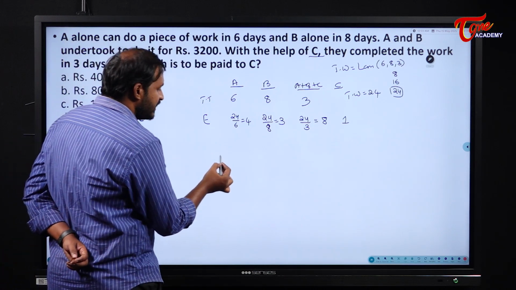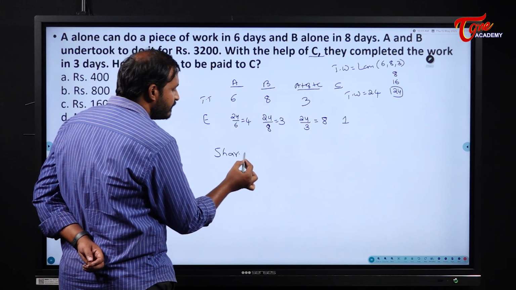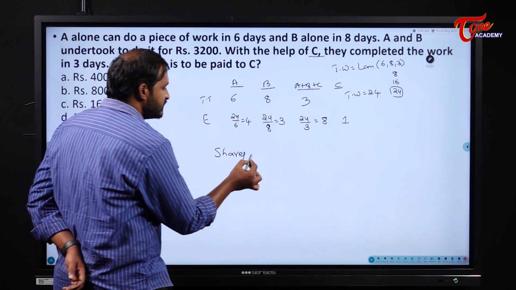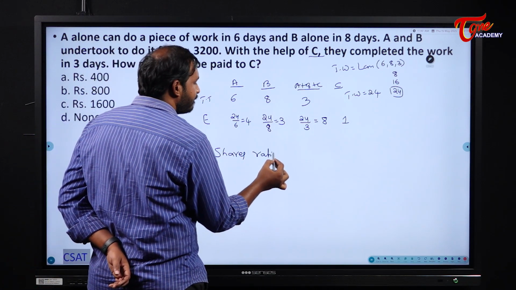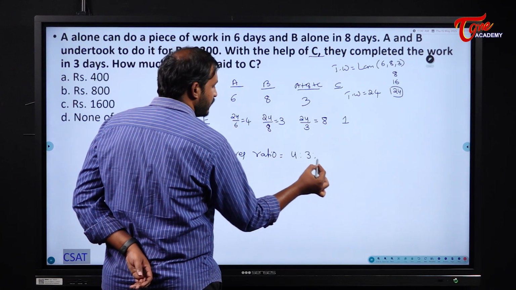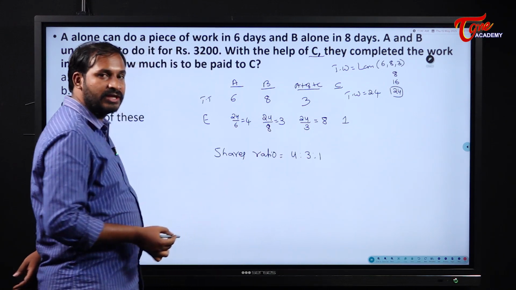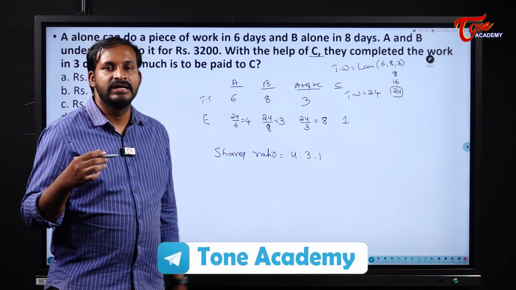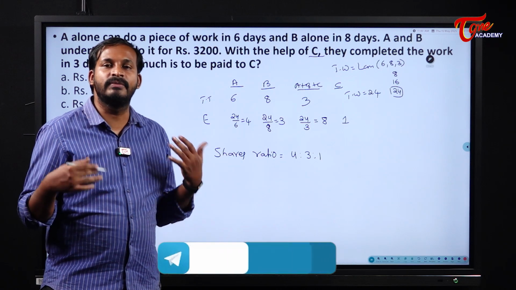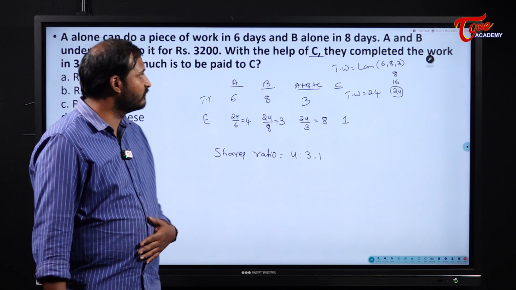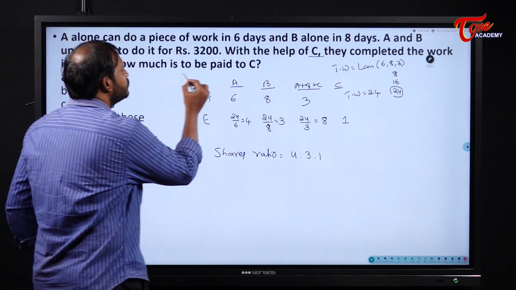So, now, shares ratio. Are they working for the same time period or different time periods? They are working for the same time period. So shares ratio will be 4:3:1, which is directly proportional to their efficiency ratio. Efficiency means the amount of work done. That means based on their work. If they do more work, they should be paid more. So their shares ratio should be 4:3:1.